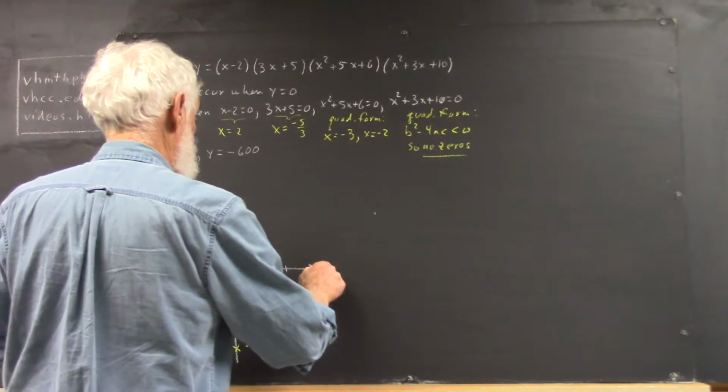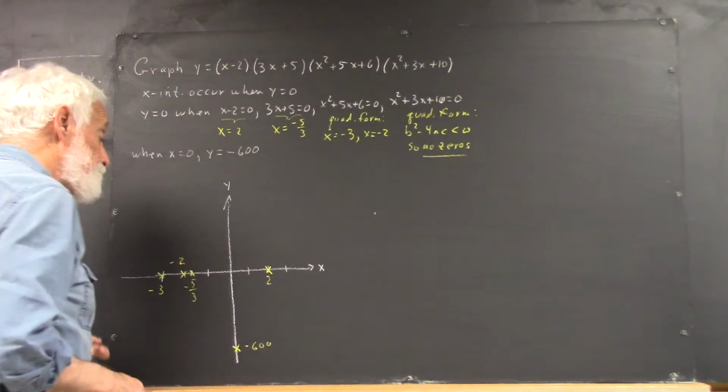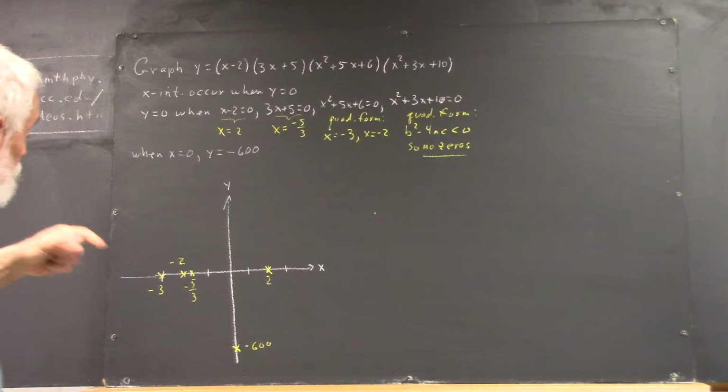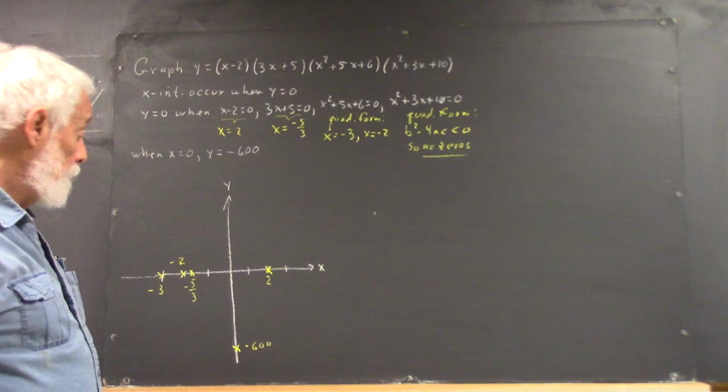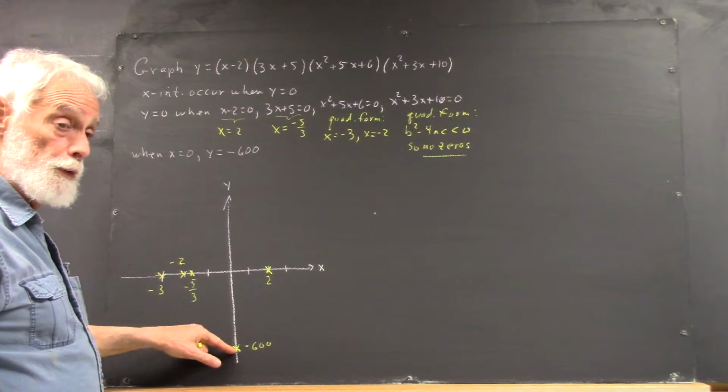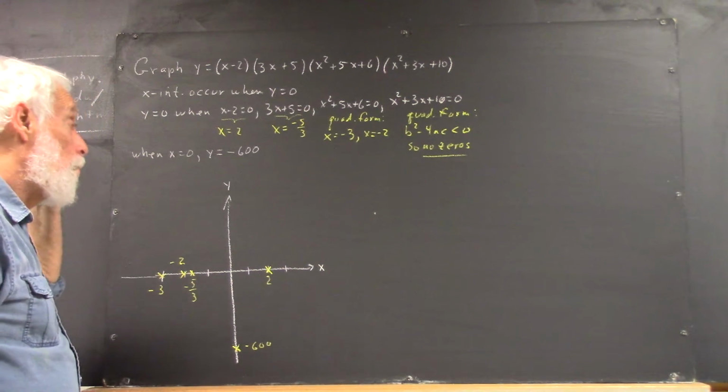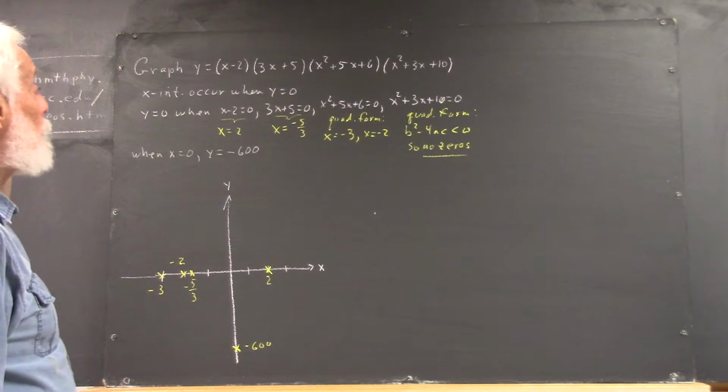So the only place the graph of this function can go through the x-axis is at one of these points. Here's your x-axis, here's your y-axis. Okay? So it has to go through the x-axis at every one of these points, but at no other point, and it has to go through this point here. Okay? Now, one more thing.